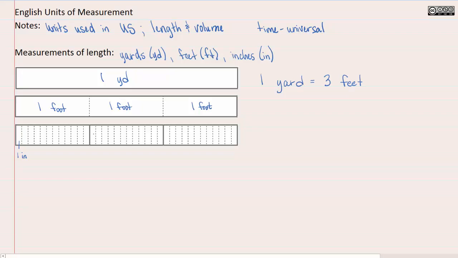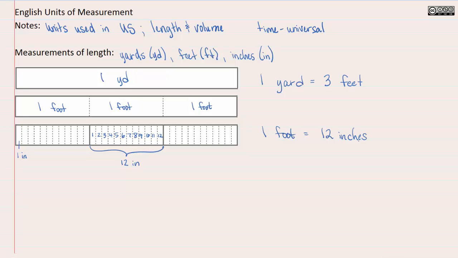If we count up how many smaller boxes there are, we would see that there are 12 inches. And these 12 inches are in each foot. This means that 1 foot equals 12 inches. Or 12 inches equals 1 foot. We also could add one more of these conversions.